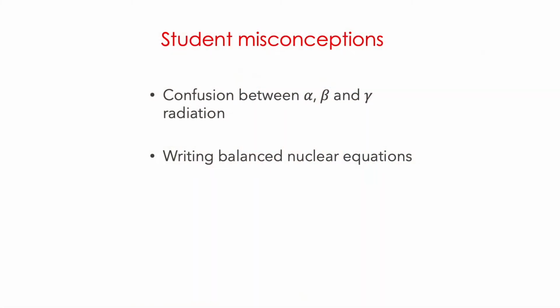Students often get confused between the properties of alpha, beta and gamma radiation, and they can have difficulties writing balanced nuclear equations. Irradiation and contamination and also half-life can present difficulties, but we'll deal with those in another film.